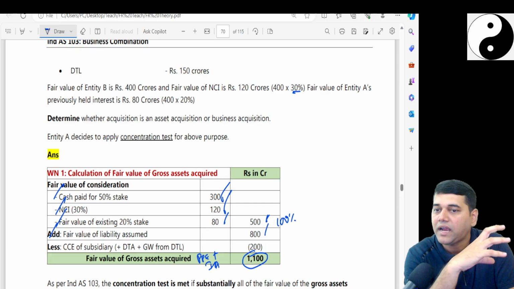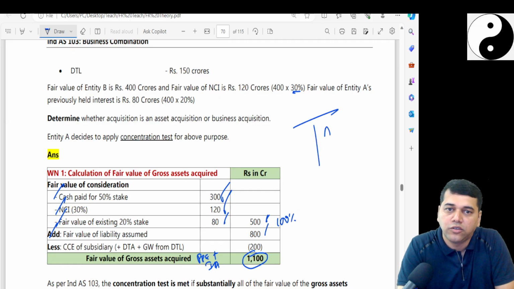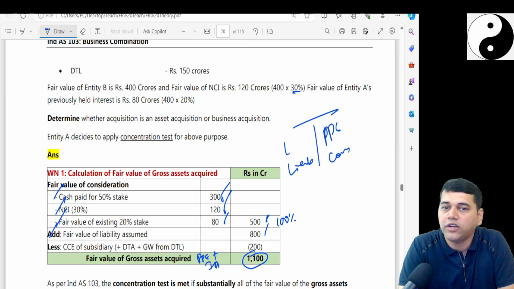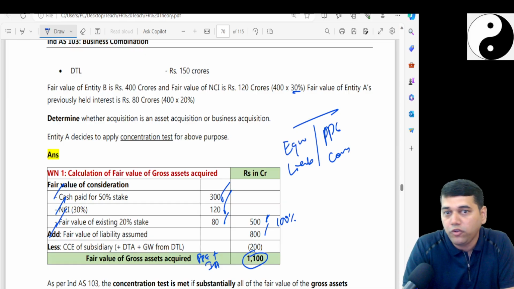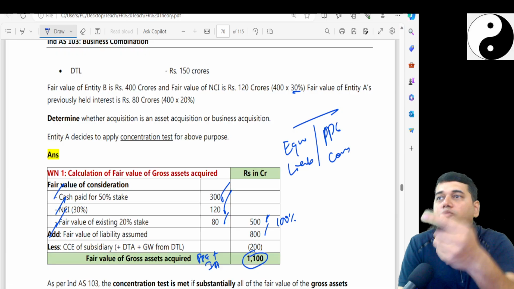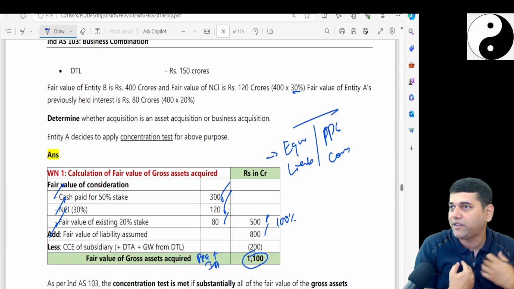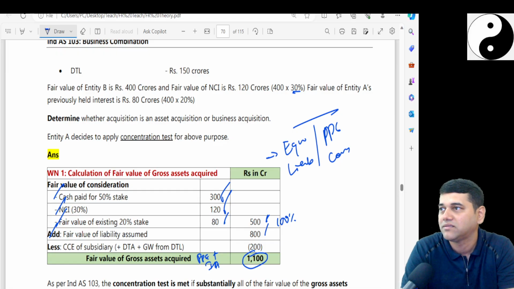In the balance sheet, you got PPE, you got cash, you got a liability, you got equity. When you are acquiring somebody, what are you paying for? You are paying for their equity shares. In exchange for their equity shares, they give them to you, and you give them cash.